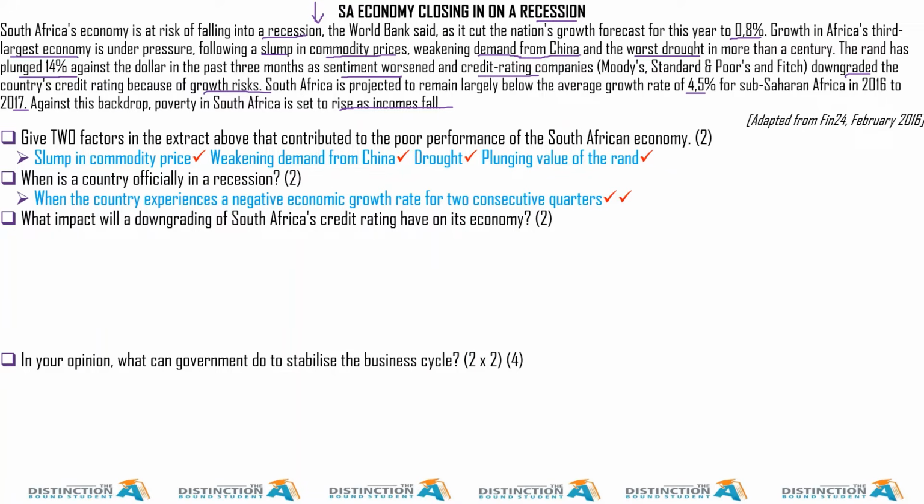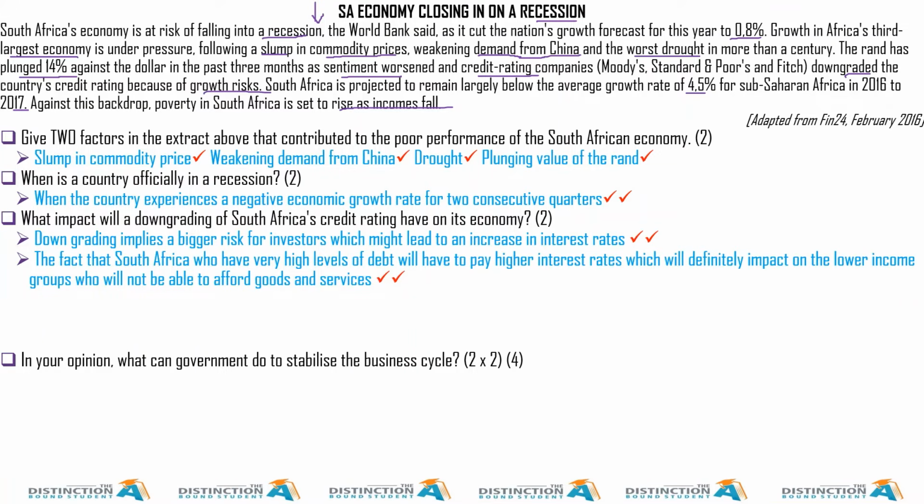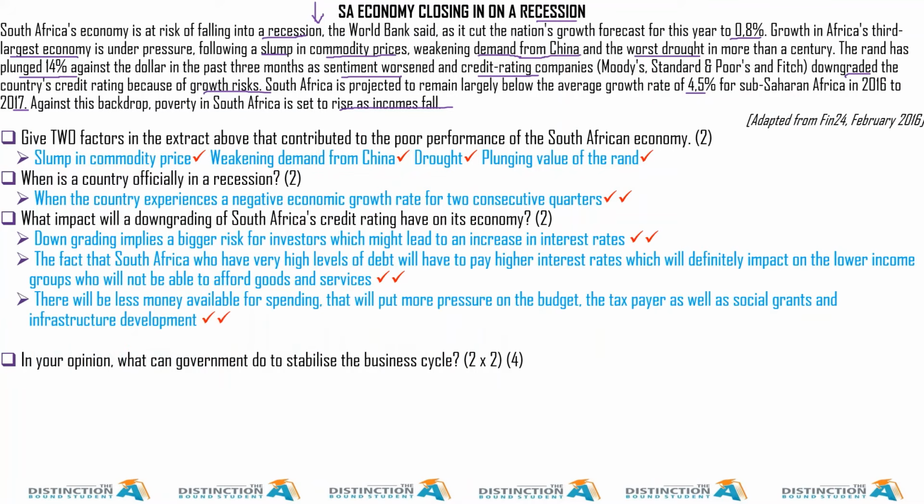Sorry. What is a country's, okay, yes, 2 consecutive quarters. What impact will a downgrading of South Africa's credit rating have on this economy? Downgrading implies a bigger risk for investors. So people, if they have invested, will probably de-invest, and people become skeptical, let me put it that way. The fact that South Africa will have very high levels of debt, will have to pay higher interest rates, which will definitely impact on lower income groups who will not be able to afford goods and services.